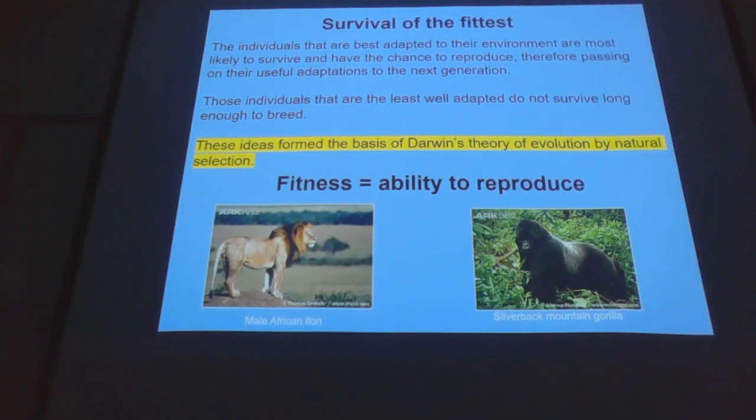Okay? Sometimes it's true. The stronger will fight and it will win the mate. But sometimes it's not true. So, the ability to reproduce better is what we indicate as fitness here. That's it.